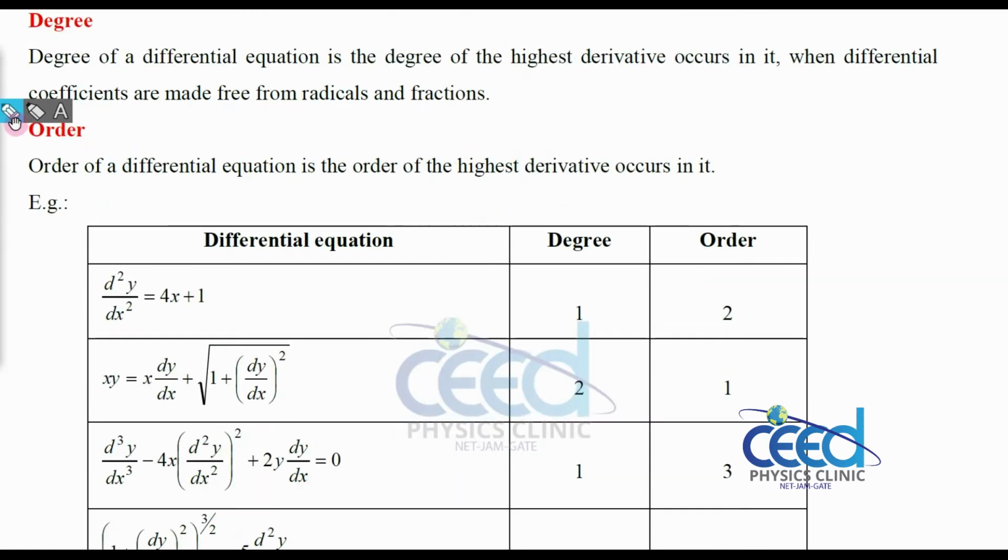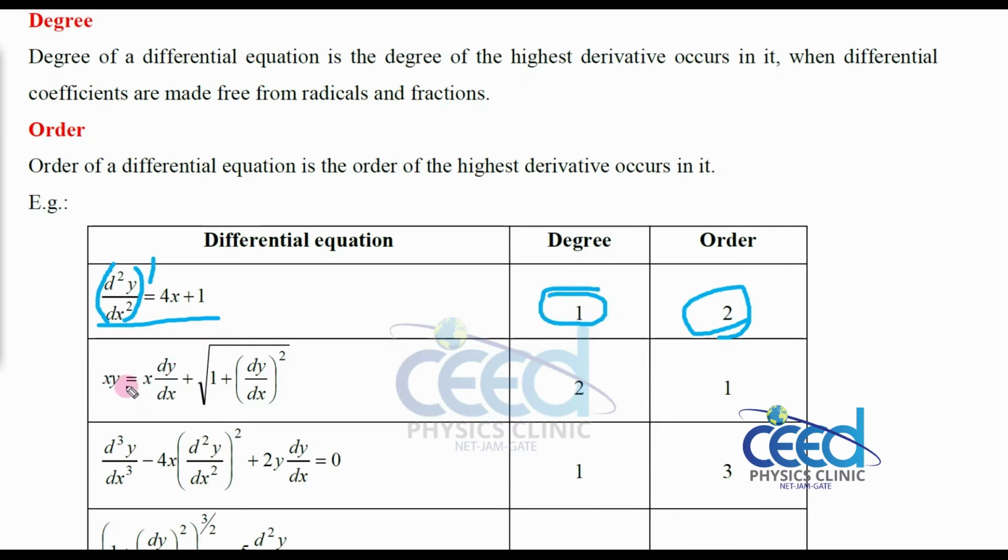Take an example like this: we have a question with d²y/dx² plus something equal to 4x plus 1. What is the degree and order of this differential equation? Here the highest order derivative is the second derivative, so order I can say is 2. What is the exponent of this highest order derivative? That is equal to 1, so degree is 1.